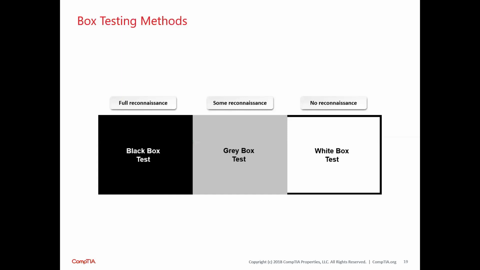And for the methods, you can start with the black box test. You need a full reconnaissance because you don't know anything, so you need to get as much information as you need. And then the gray box test, meaning that you will be given some very limited information. Then you can move to the white box test.